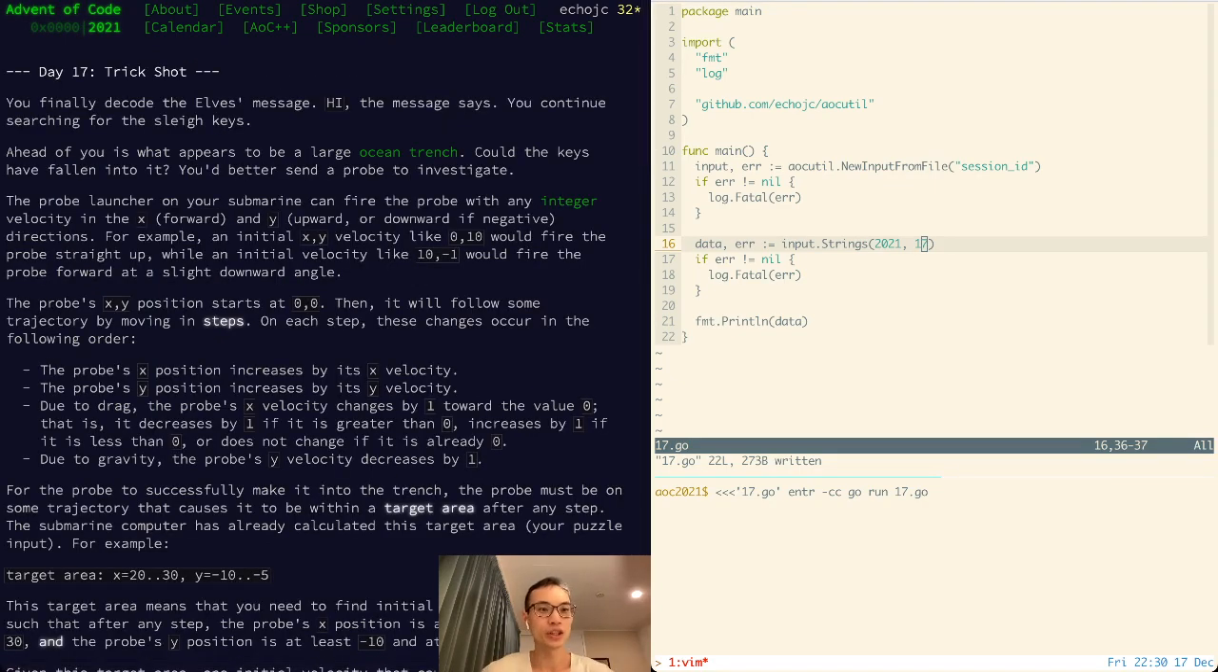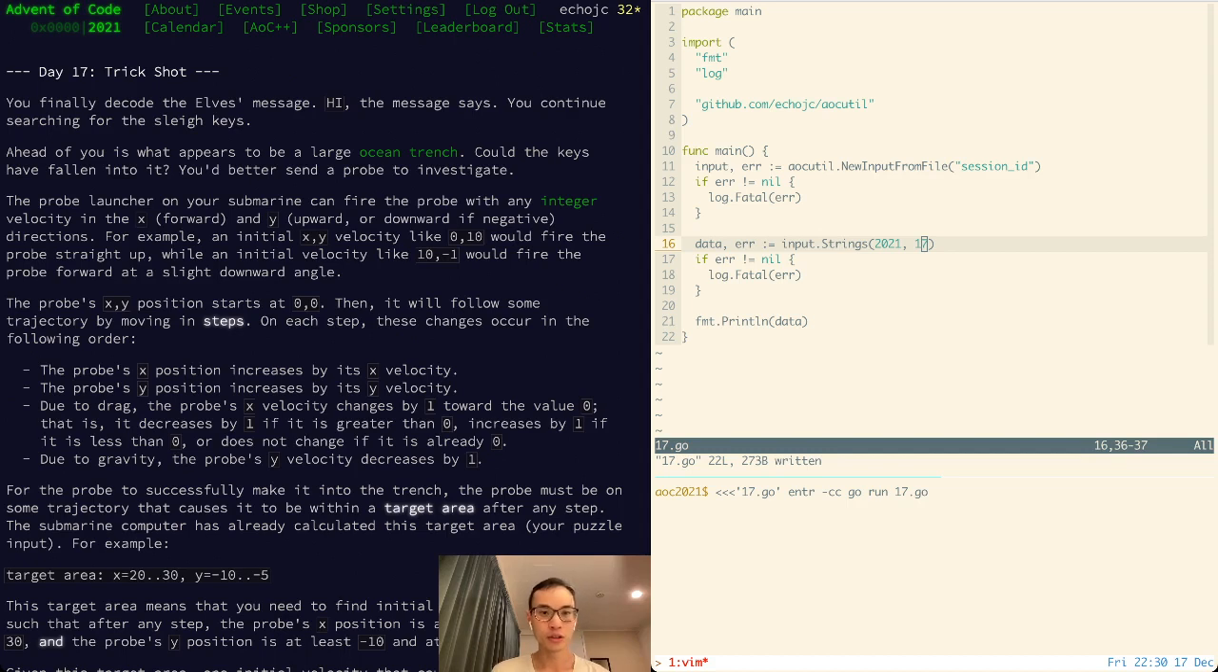Day 17, Trick Shot. You finally decode the elves' message. "Hi," the message says. You continue searching for the sleigh keys. Ahead of you is what appears to be a large ocean trench. Could the keys have fallen into it? You'd better send a probe to investigate.